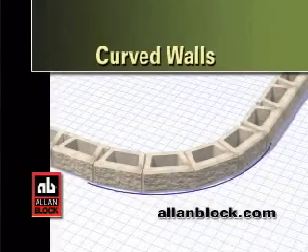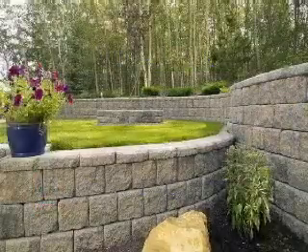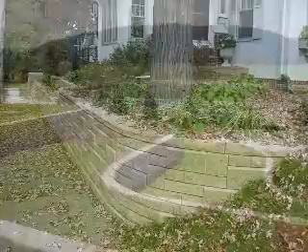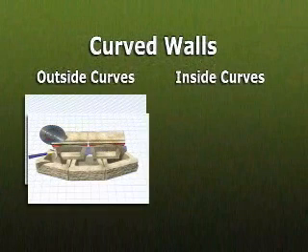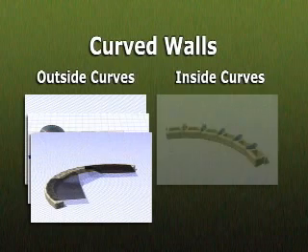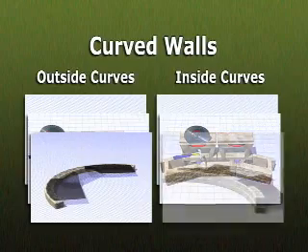Building with Allan Block. Curved walls. Building curved and serpentine walls is simple. Allan Block's patented design allows for easy installation of both inside and outside curves. In this segment, we will cover simple outside curves, tighter radius outside curves, and outside curves with reinforcement grid. Then we will cover simple inside curves, tighter radius inside curves, and inside curves with reinforcement grid.